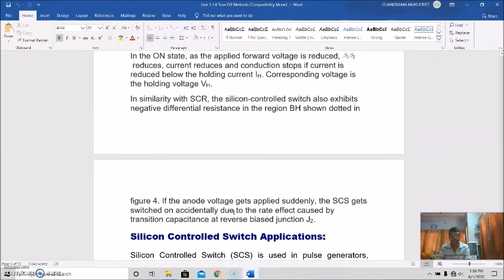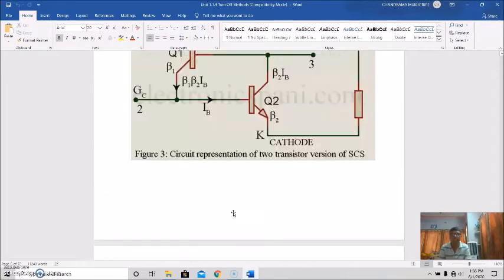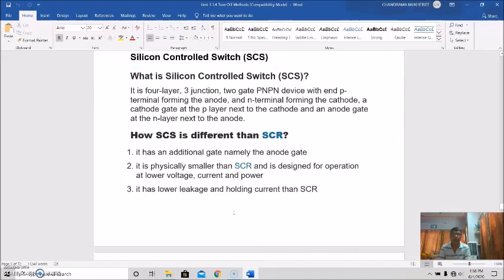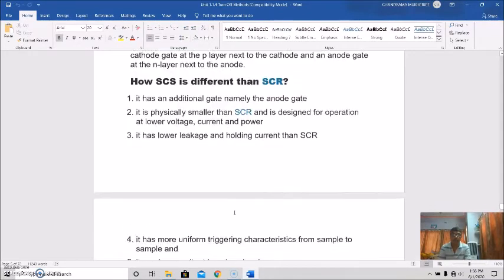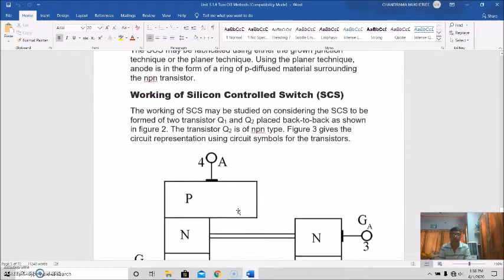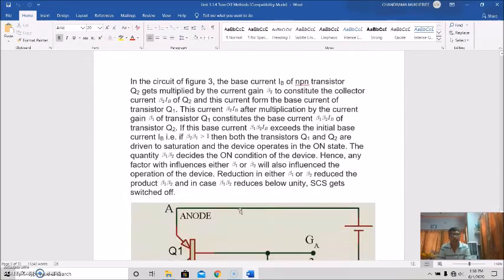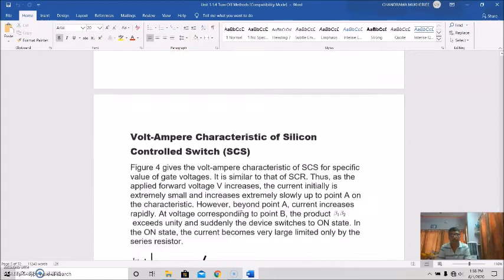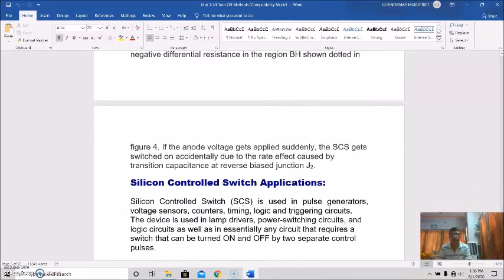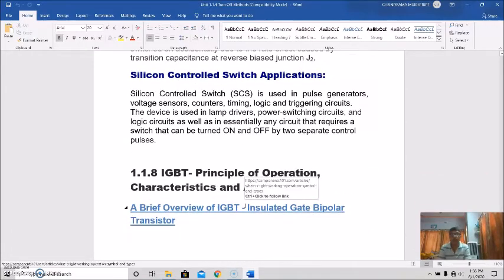So we discussed this SCS, its construction, its structure, its symbol, how it operates, its characteristics, and ultimately where it is mostly used. Okay, so that's all about the silicon control switch.